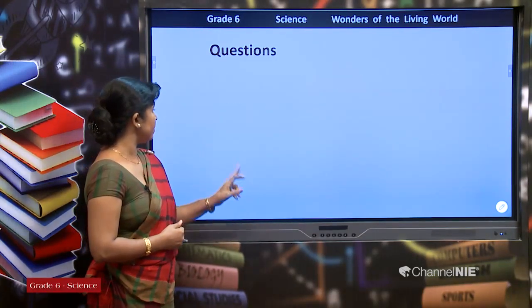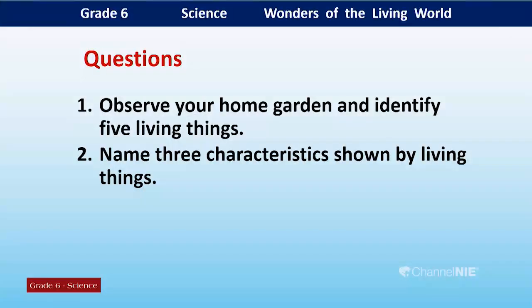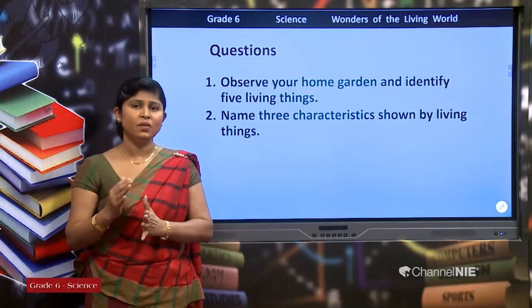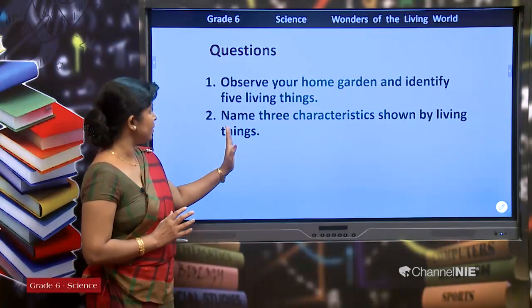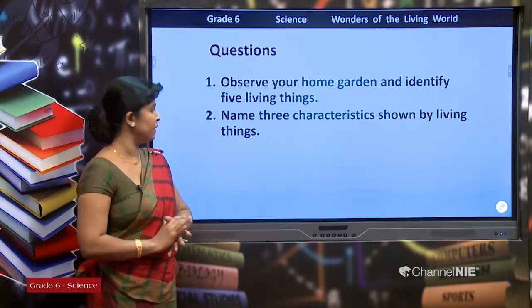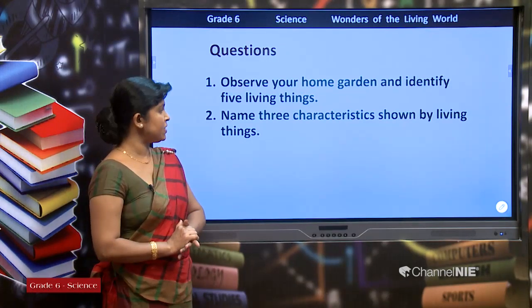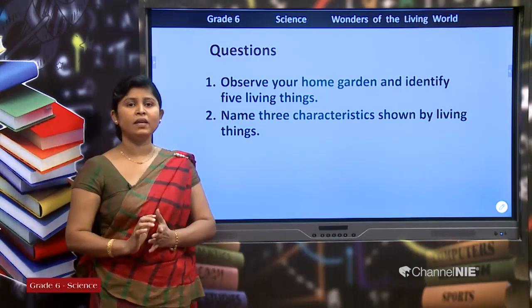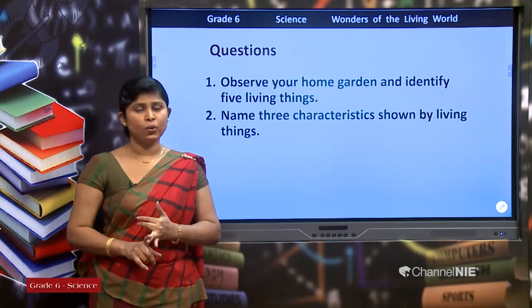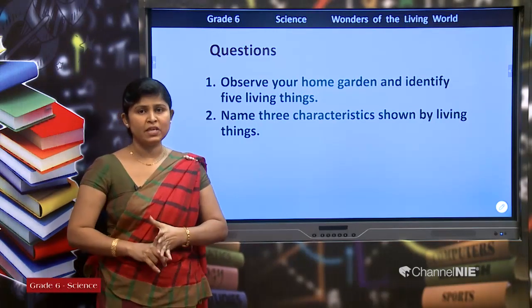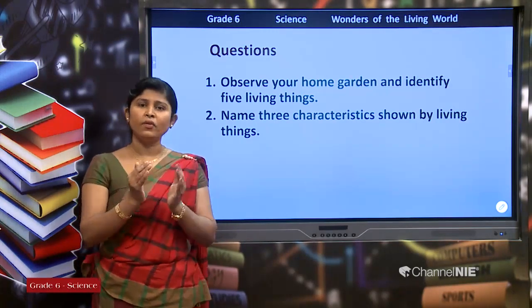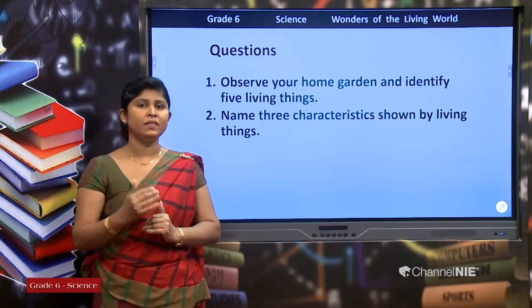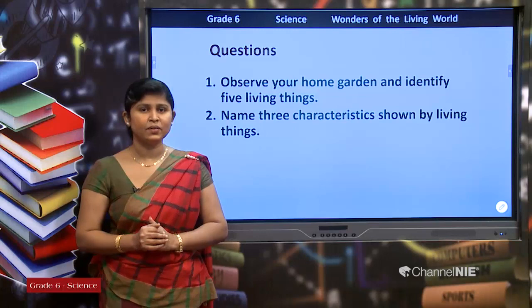Let's see the second question. Name 3 characteristics shown by living things. I explained it several times. Anyway, I will give you the answer. You can write the answer at the same moment. You can write nutrition, growth, movement, respiration and reproduction. Out of those 5, you can write any 3 answers. Did you get it? Okay, good.